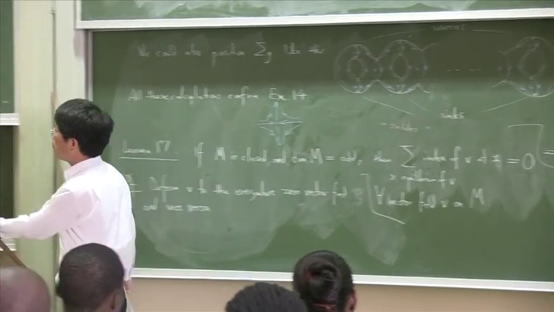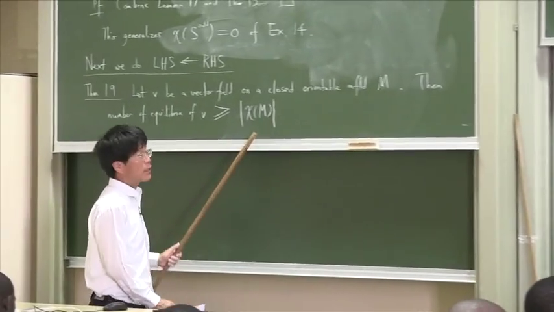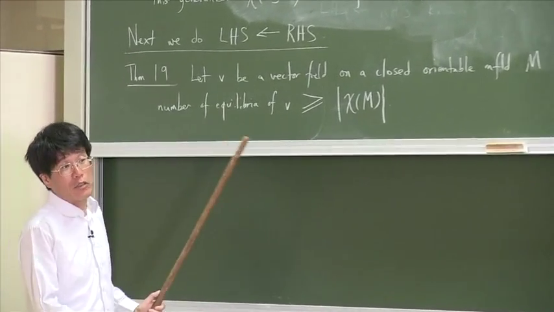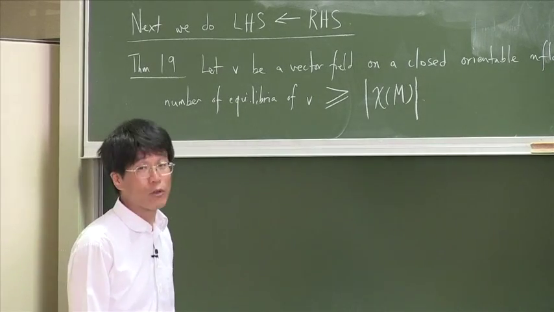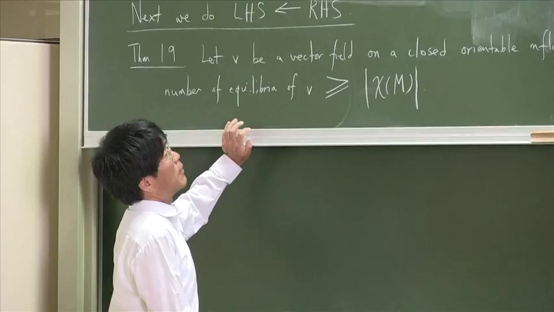Okay? If we had some negative number on this side, then the bound is completely trivial, because the number of equilibria is always nonnegative. Right? I mean, you can't have minus two equilibria. Okay.